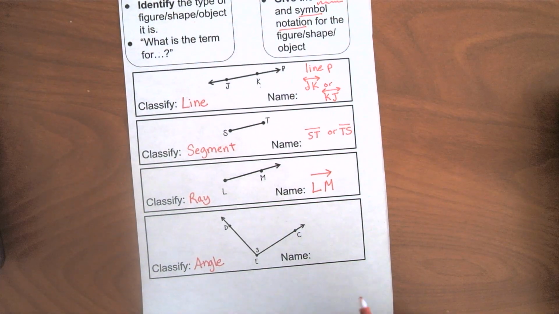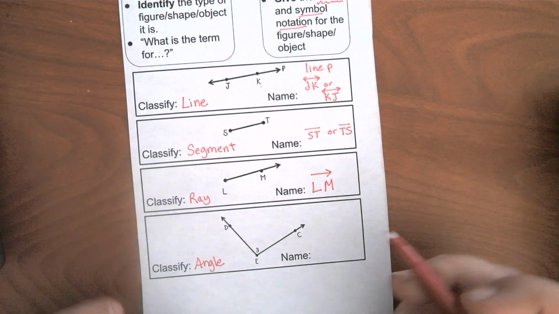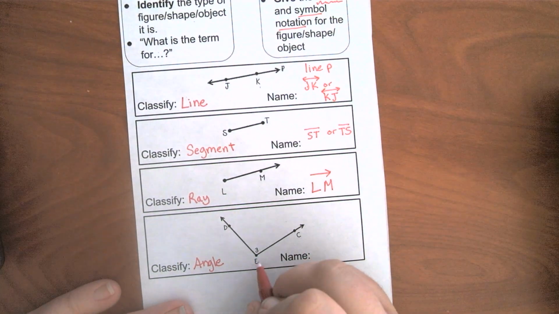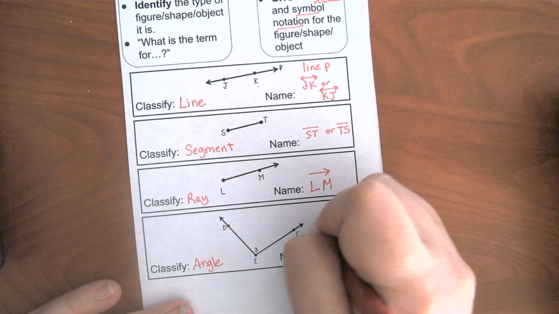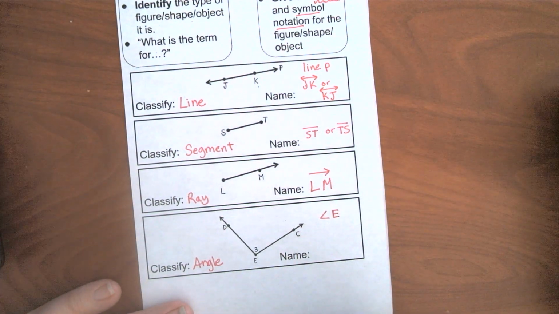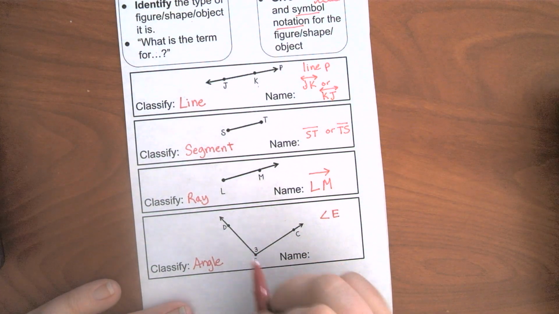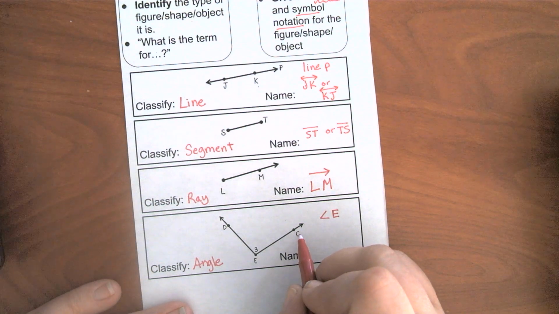When I look at the angle, there are many ways to name this angle. I can name it either with its vertex, which right here is E, so just angle symbol with an E. I can name it using the 3 letters, one from this side, then this vertex, then this side, so DEC.